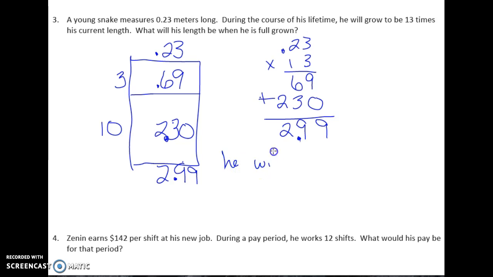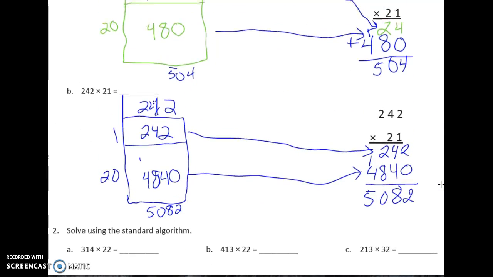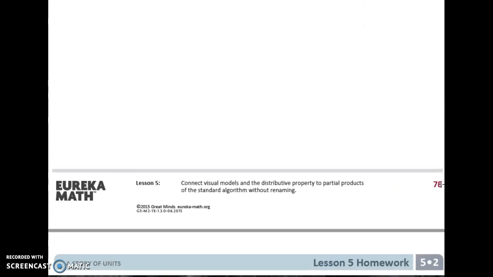So he will be 2.99 meters long when full grown. My pen is not cooperating. Full grown. Period. All right, so that's using both your standard algorithm as well as your area model.